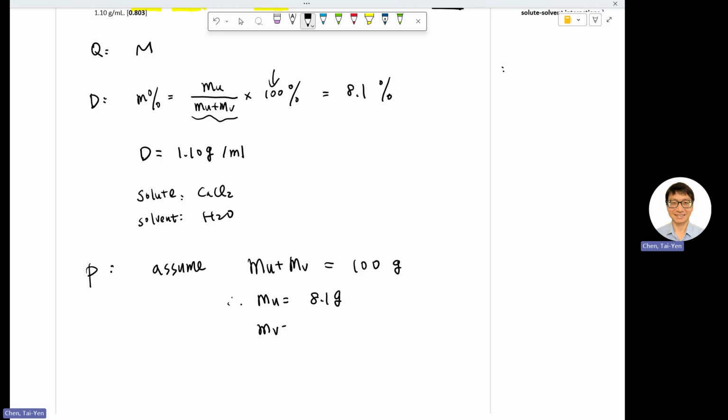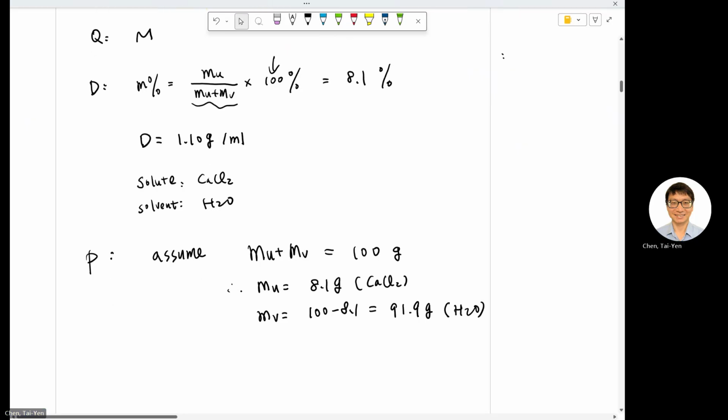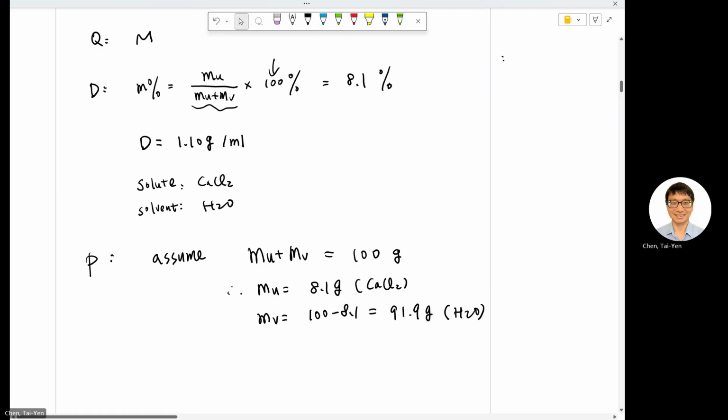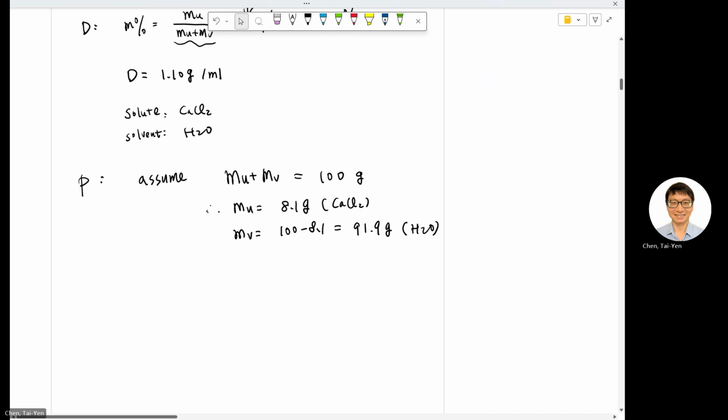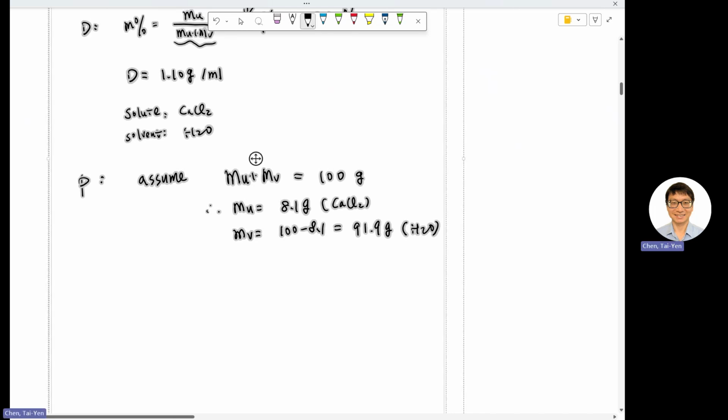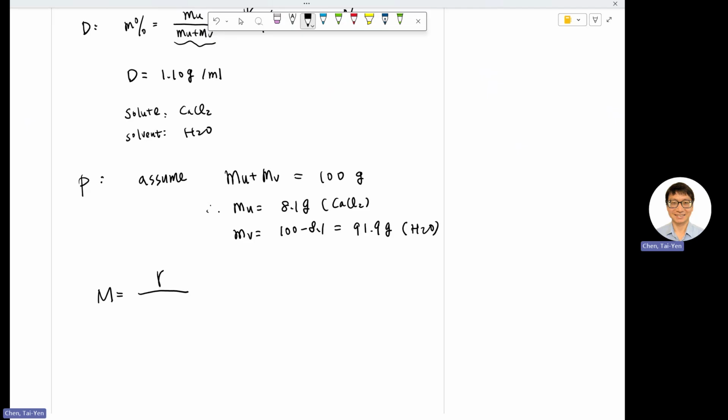The mass of your solvent is 100 minus 8.1. That's 91.9 gram. Okay, so this is H2O, and that's your calcium chloride. Once we understand this, the next thing we want to calculate is the molarity, which we need the mole of your solute divided by the volume of your solution.